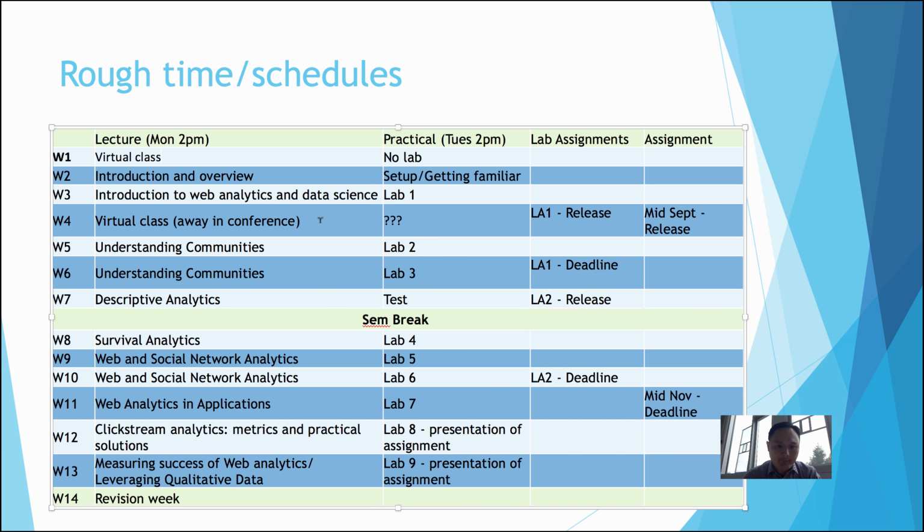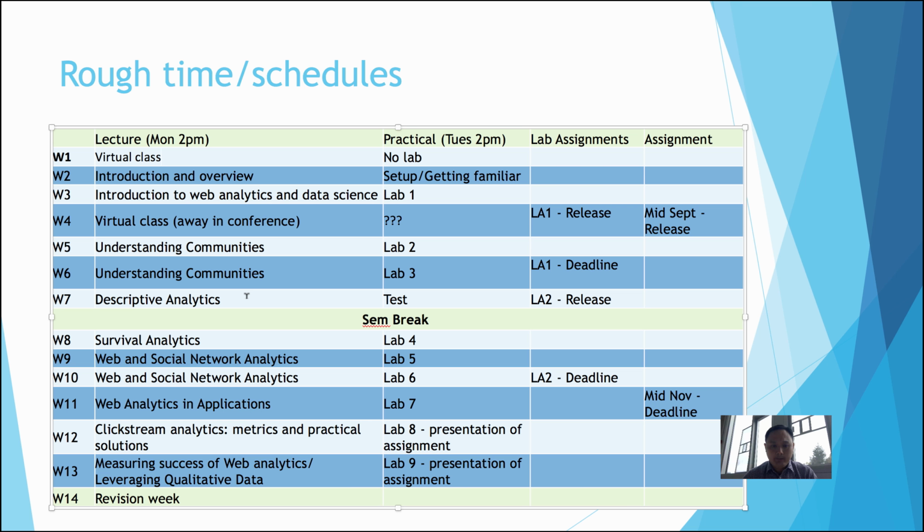Once I get back from the conference, that's where we actually have a Monday public holiday. We have to work out how we do the lecture. But we're going to the second topic, understanding communities. And on that Tuesday, there's class on the 18th. We will run lab 2, and then continue with lab 3 the next week. That's where I expect you to hand in your lab assignment 1.